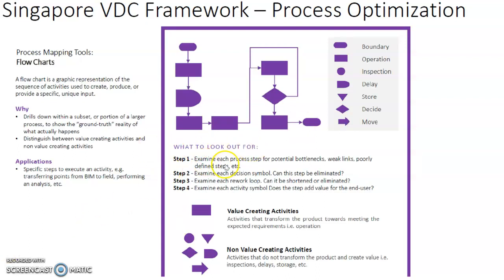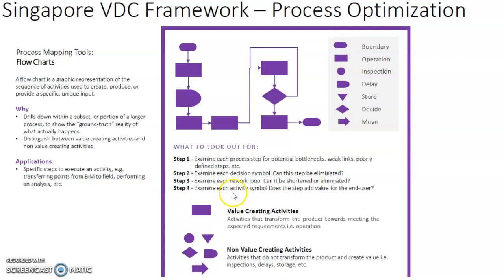We will examine each process step for potential bottlenecks, weak links, poorly defined steps. We will also examine each decision symbol. Can this step be eliminated altogether? We will also examine each rework loop. Can it be shortened or even eliminated totally?